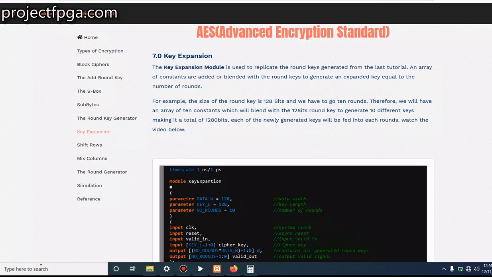So we are going to replicate this cipher key 10 times, but not exactly. I'm going to show you how we replicate this round key into 10, because we are having 10 rounds. How many rounds you have determines how many different keys you will be using. So 10 rounds means 10 different keys.